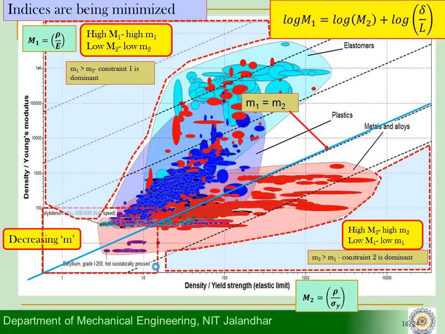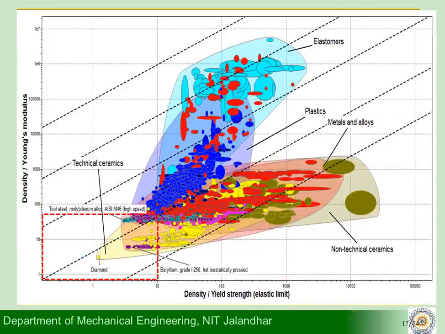What will happen to this search zone? How will this search zone get more populated if I add more materials into my chart is what we are going to observe. In addition to elastomers, plastics and metals, I have now added technical ceramics, and that is why the yellow portion comes into the picture, and the ceramics are now better placed. They are actually equally good. You have diamond available here, which would be a very good material, but obviously we cannot use it. Ceramics normally are not used for structural applications. Still, just as an observation, when we add ceramics here, they become our best choice for this case.